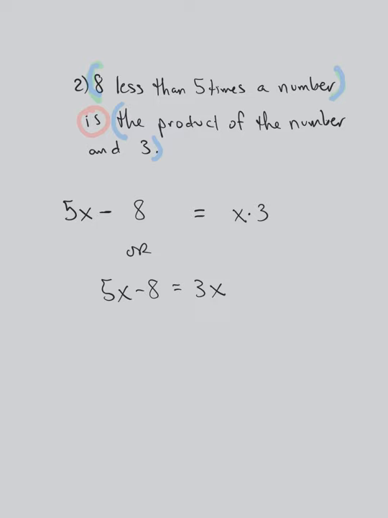Now we need to solve. There's different ways to solve this. Some people would move the variables over to the right side. I'm going to move them to the left side, though. And so I'm going to subtract 3x from both sides. This is mostly just to point out something here. Okay. And so 5x minus 3x is 2x minus 8.